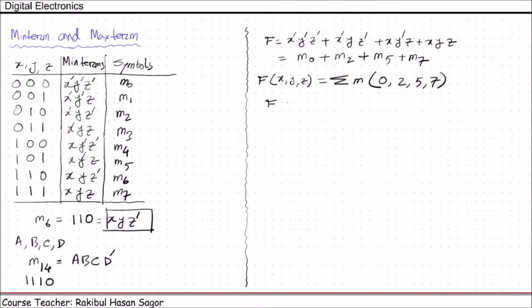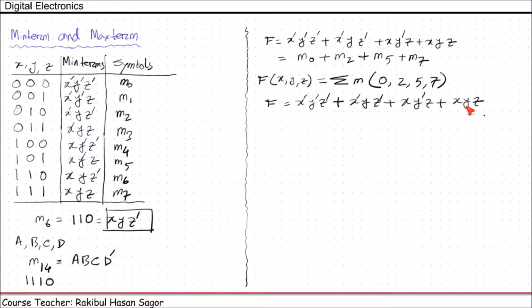So you can write f equal to, what is the corresponding binary value of 0? 0 0 0 using 3 variables, so x prime, y prime, z prime plus, as we are using the summation sign, we need to use plus because it's a sum of minterms. What is the corresponding binary value of 2? It's 0 1 0, so x prime y z prime. For 5, it's 1 0 1, so x y prime z. Finally, for 7, it's 1 1 1, so we write x y z. So this is the function in sum of minterm form.